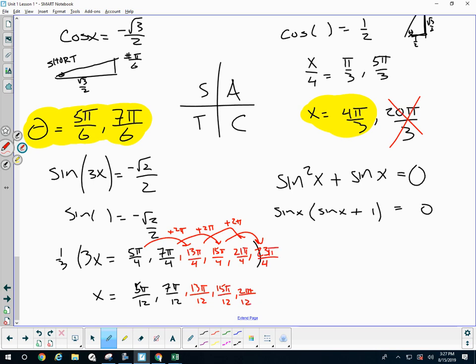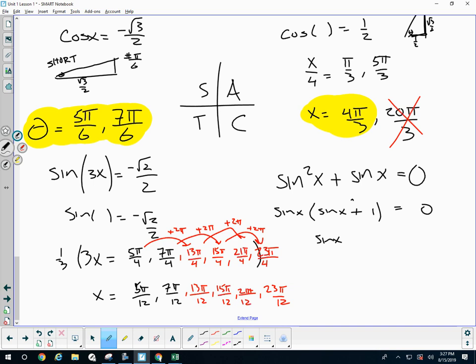Look at that. Lot of solutions by adding 2 pi. Okay, I had to continue to add 2 pi because whenever I took this and divided it by 3, my angle got significantly smaller. So I actually had to add 2 pi twice, which is pretty cool.